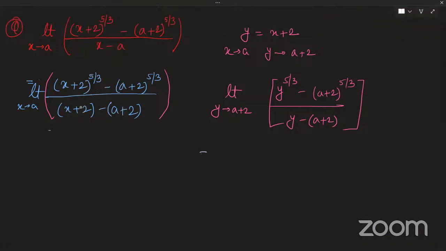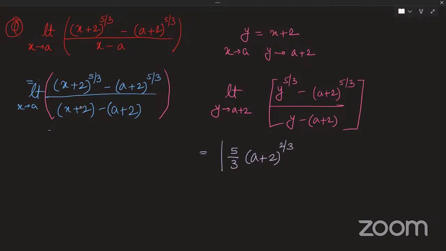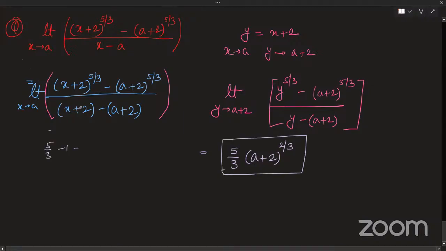So tell me, what will this value be equal to? It is 5 by 3 times a plus 2 raised to the power of 5 by 3 minus 1, which is 5 by 3 minus 1, that is 2 by 3. So yes, it is correct. Okay, great.